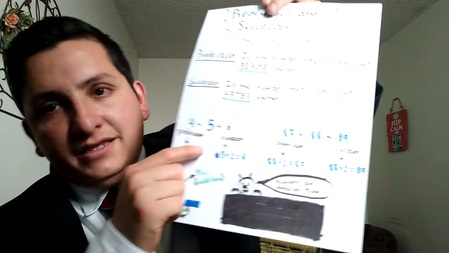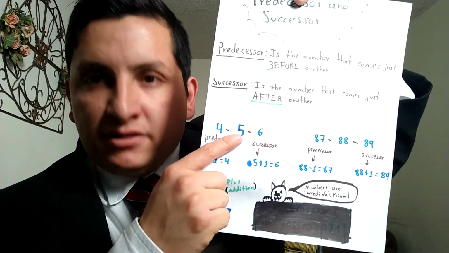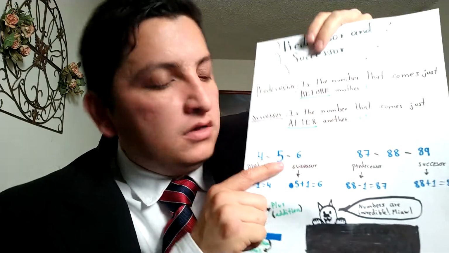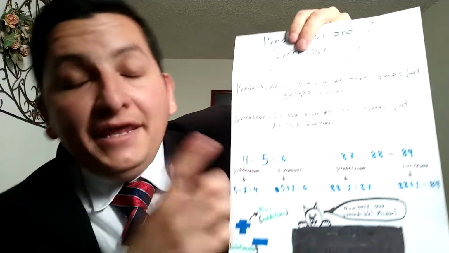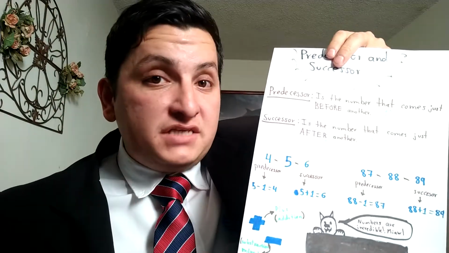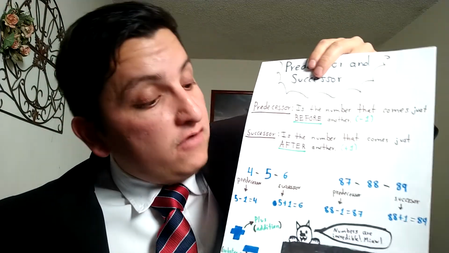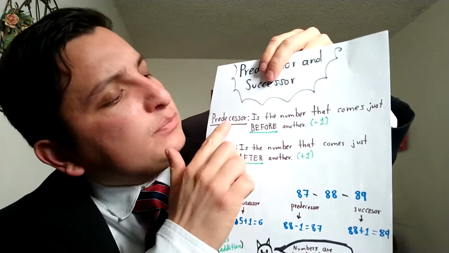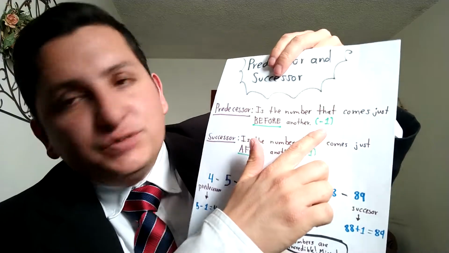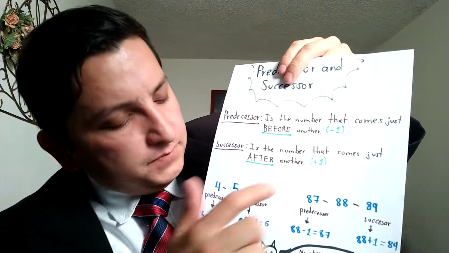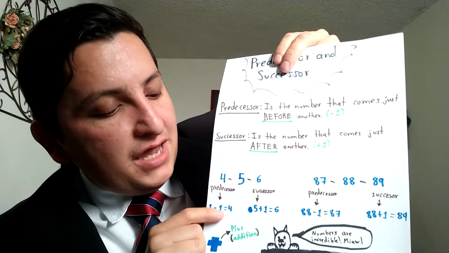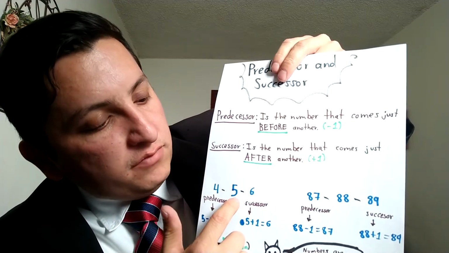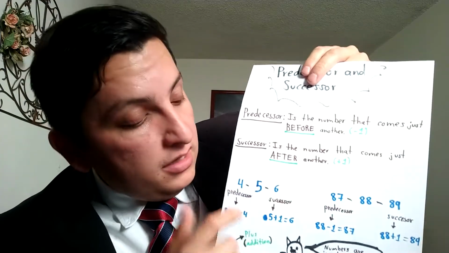Check this out. Right here, I have the number 5 in the middle. Yes, this is my principal number, my main number. So I need to know what is the predecessor and what is the successor for the number 5. What can I do? In case of predecessor, I need to do a subtraction, minus 1. That means that 5 minus 1 equals 4. That's why the predecessor for number 5 is 4.